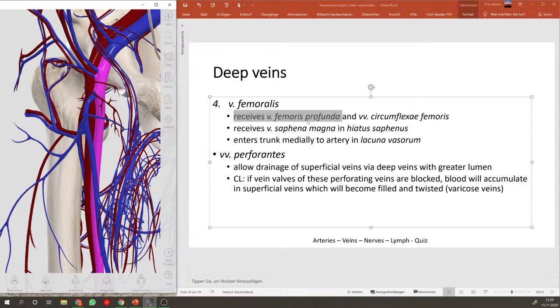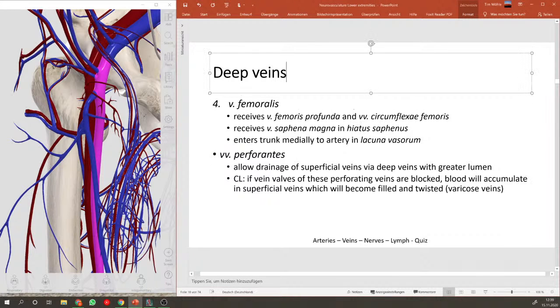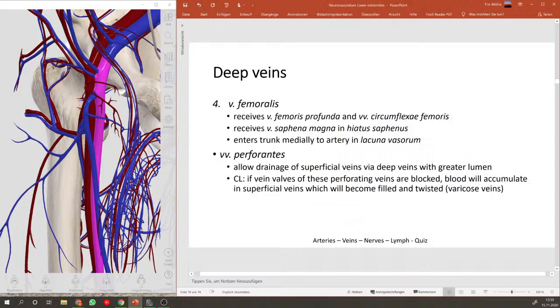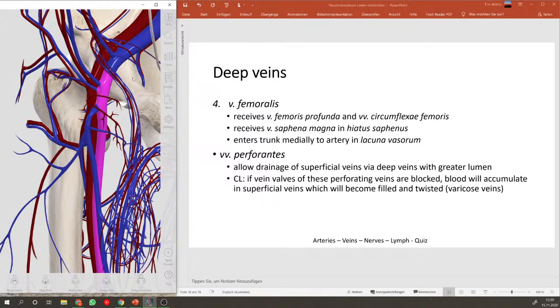All right. So vena saphena magna in hiatus saphenus. Hiatus saphenus is a weakening and opening in fascia lata. I thought I would have a picture. Oh yeah, here. We'll discuss it with the greater saphenous vein. Never mind. All right, and vena saphena. The femoral vein will enter the abdomen via the lacuna vasorum, together with the artery.